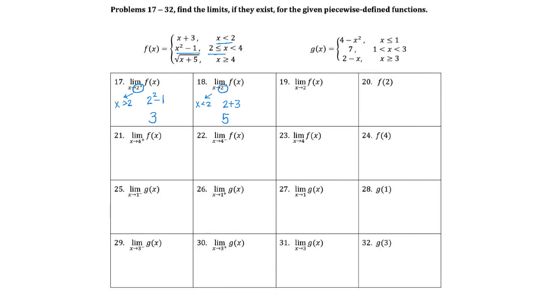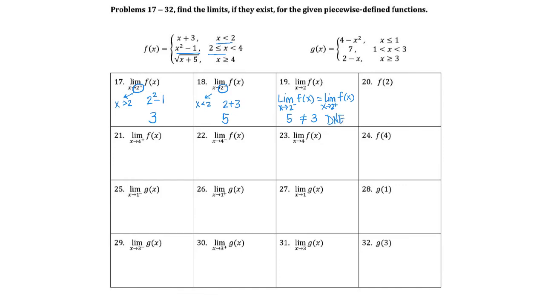Now, number 19 seems repetitive. However, whenever you're looking at just a limit, you have to look at the limit as x approaches 2 from the left of the function and see if that equals the limit as x approaches 2 from the right side of the function. And so we've done that with 17 and 18. From the left side in 18, we saw we had 5, and from the right side we have 3. Those do not match, so this does not exist.